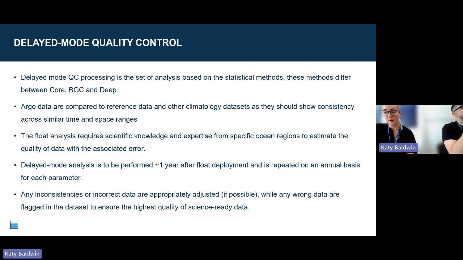And just like with the real-time adjustments, delayed mode data is also compared to the reference data to remove any bias, whether this be due to instrument errors or a technical issue. Again, the adjusted data are not replacing the original data. And delayed mode data profiles can be identified by a D suffix.